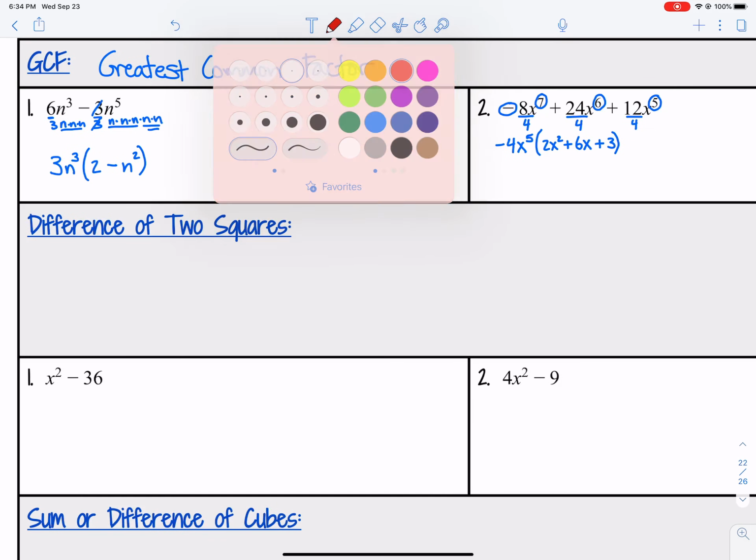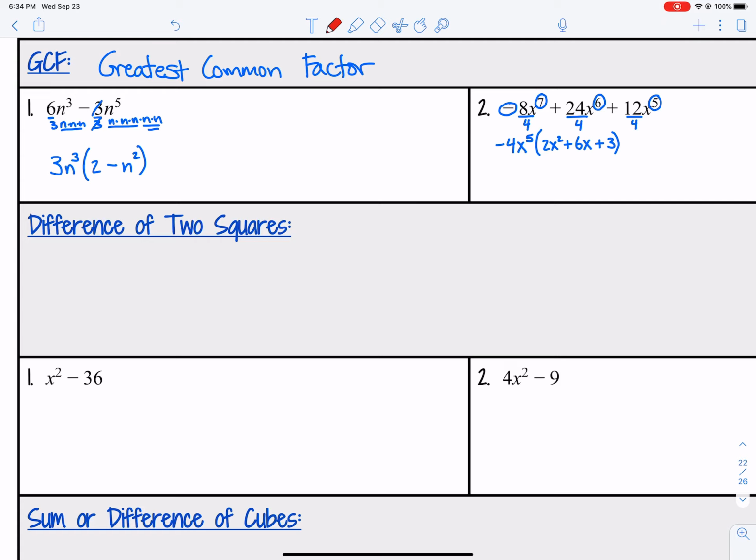For difference of two squares, it follows a pattern. So the pattern is if I have a squared minus b squared, so two perfect squares that are being subtracted, then I say that factors into two binomial factors. One would be a plus b, and one would be a minus b. So you want to take the square root of each term and put it into a binomial. One would be added and one is subtracted.